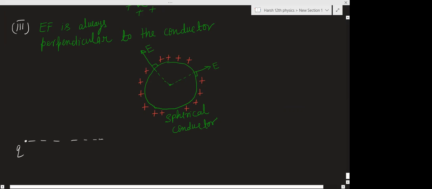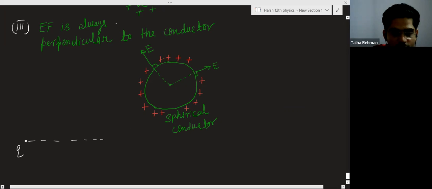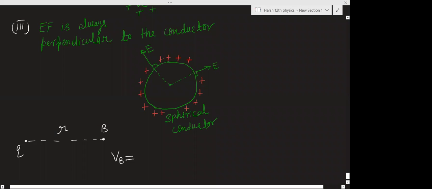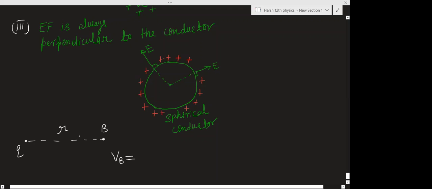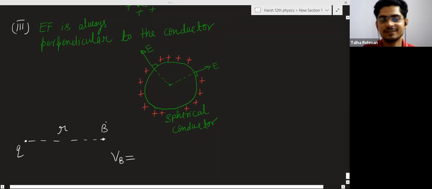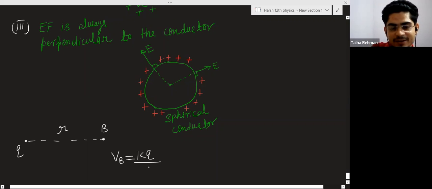Sir, can you hear me? Suppose this is a charge q, and I want to calculate the potential at a distance r at point B. What will be the formula? This is a point charge, and I want to calculate the potential at point B at a distance r from it. It will be KQ by R, for a point charge.